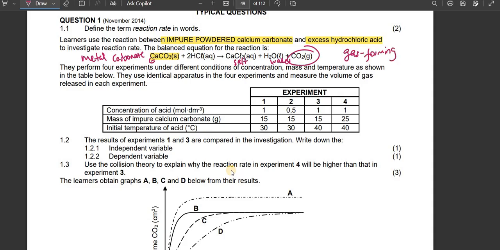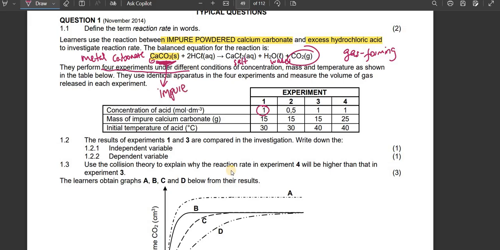And since it's a gas forming reaction, if I collect the gas, I can choose to collect the gas or measure the mass loss. Then you will look at this question and see what they were doing. They said they performed 4 experiments under different conditions, which are shown here. For experiment number 1, the concentration was 1 mole per decimeter cubed. The mass of the impure calcium carbonate, please know that it's impure.